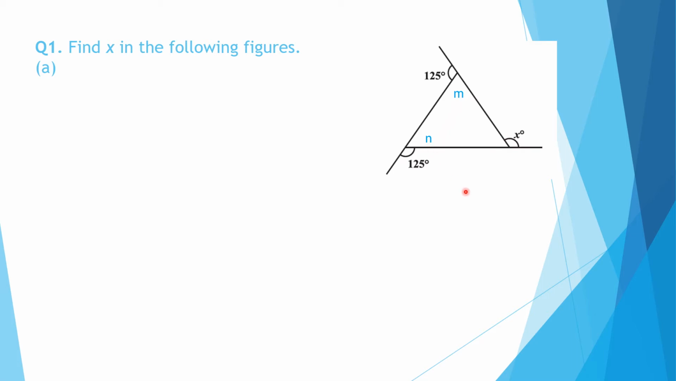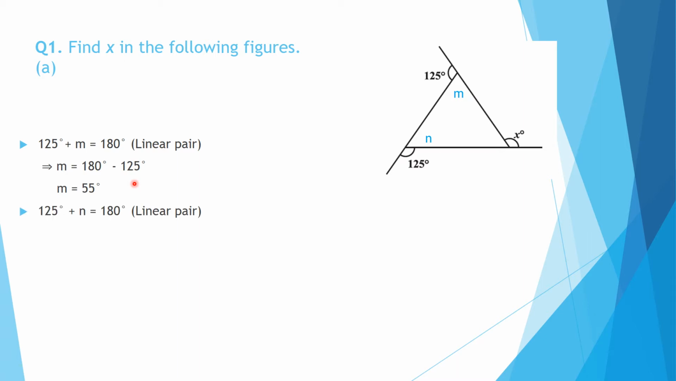Now see the steps of how to write. First we have written 125 plus M is equal to 180 degrees. That's a linear pair. Then 125 you will take on the right hand side. So M is equal to 180 minus 125. M is 55 degrees. Similarly, you will find the value of N. 125 plus N is equal to 180 degrees. N is equal to 180 minus 125, and the value of N will be 55 degrees.